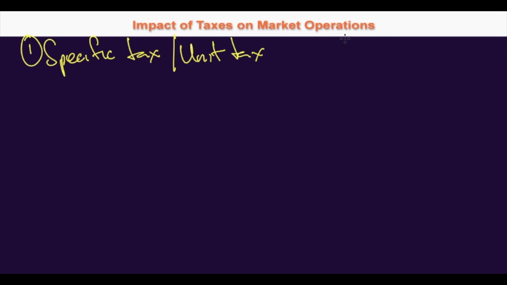In this video, we are going to discuss the impact of producer taxes on market operations. Taxes can be implemented on producers in two different ways. One is specific tax, also known as unit tax, and the second one is ad valorem tax.